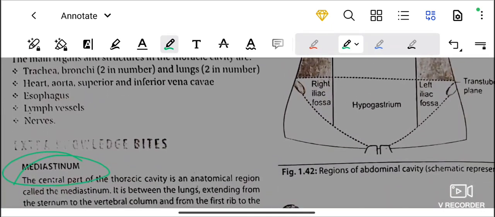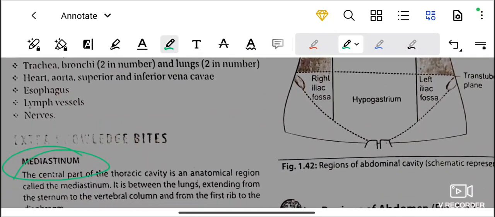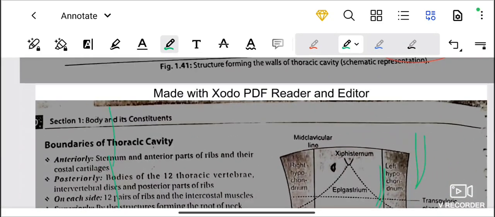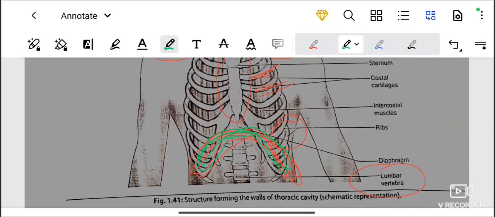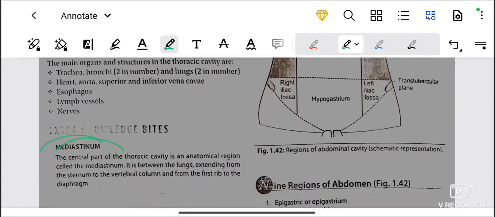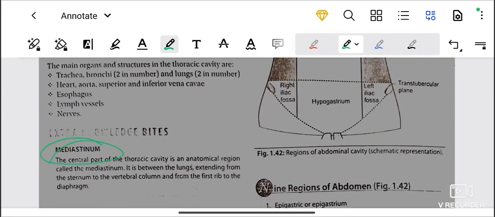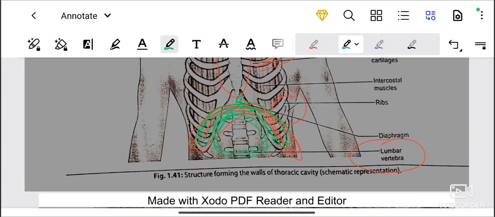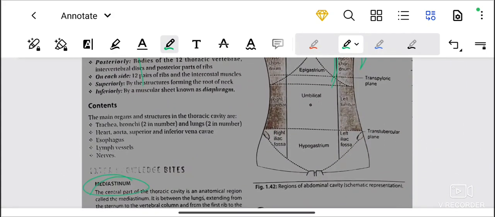The thoracic anatomical region is the space between the two lungs, extending from the sternum to the vertebral column, from here to here. This space we know as the mediastinum.